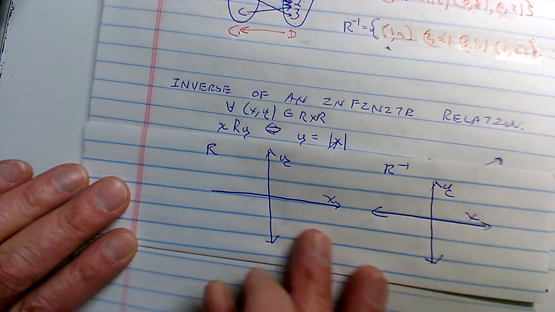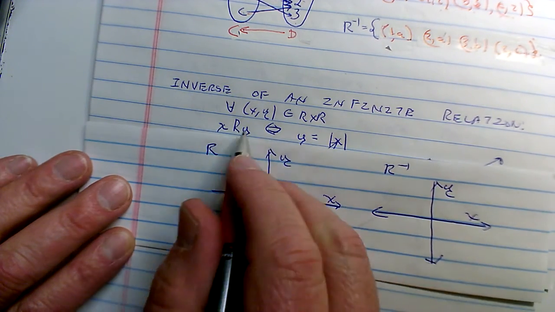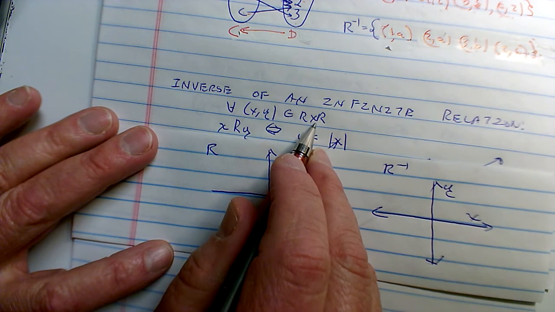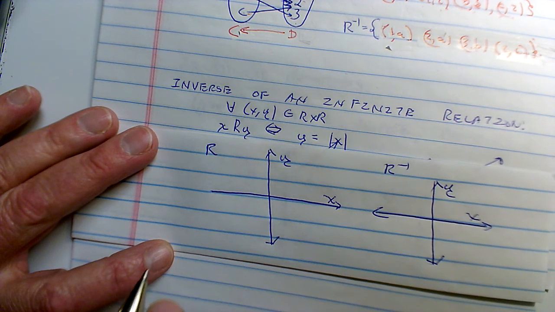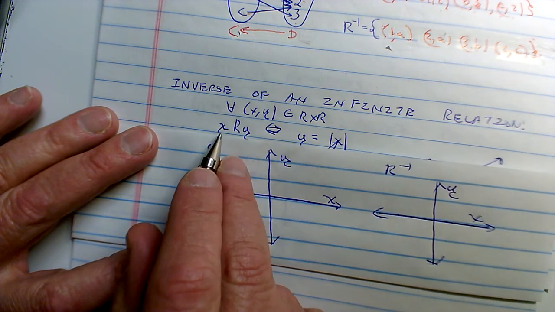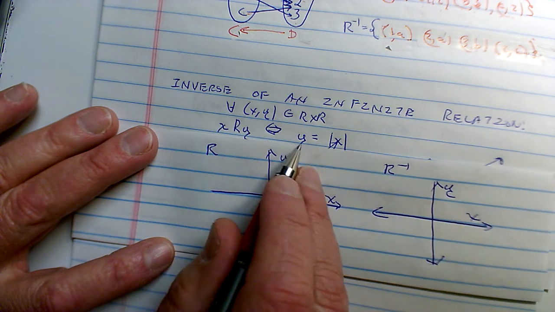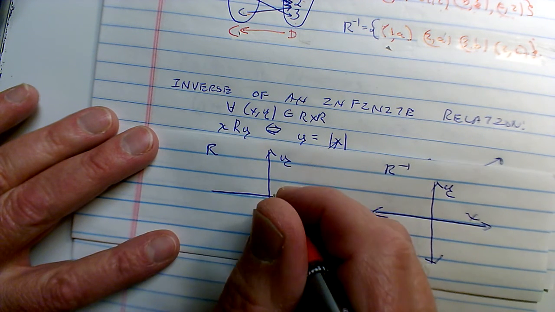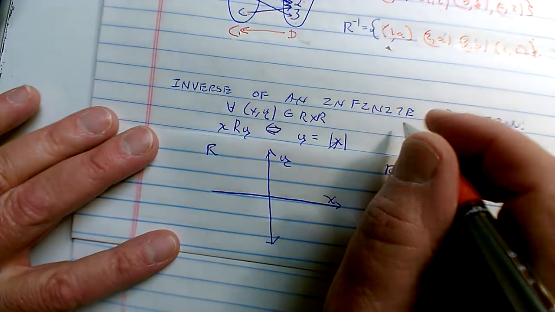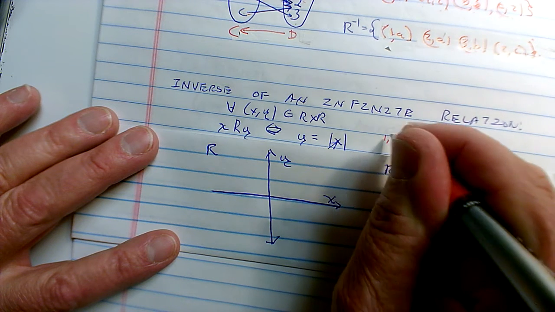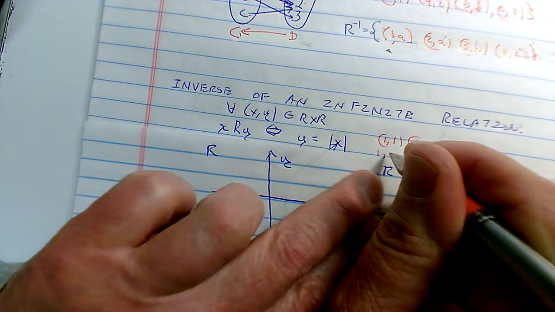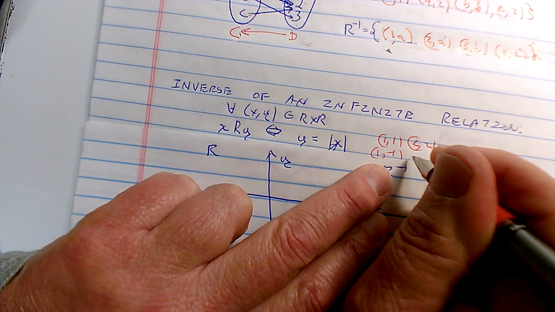How about when we have an infinite relation? Suppose we do this one, where we have all the (x, y)'s in the Cartesian coordinate system, and we're going to say x is related to y if the y value is equal to the absolute value of x. So some of the things that are going to be in here will be things like (1, 1), (2, 2), (1, -1).